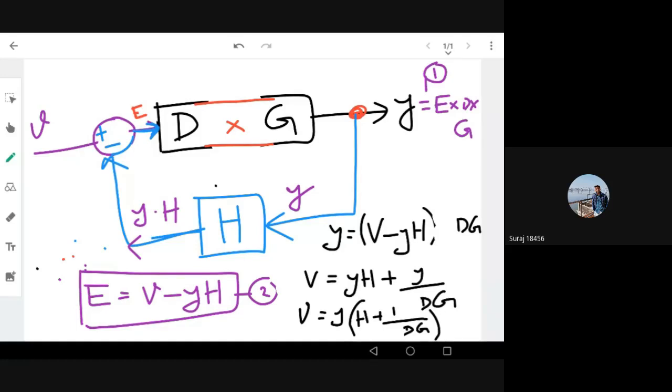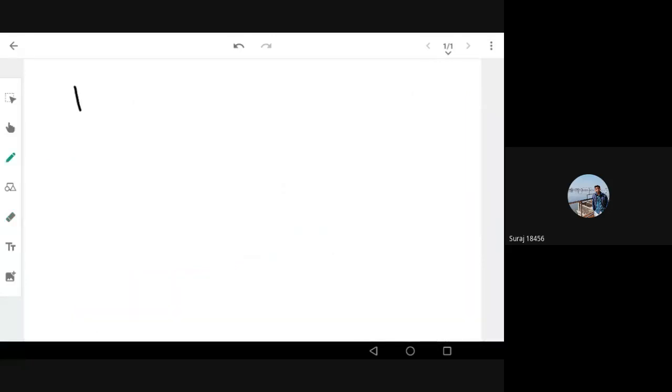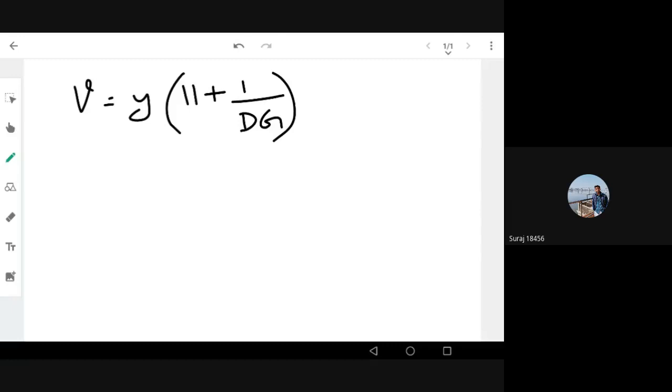So again, we can simplify Y by V, output by input. Let me write this. So we got V equal to Y into 1 plus H by DG. Can someone tell me what was the relation we had? H plus 1 upon DG, right?